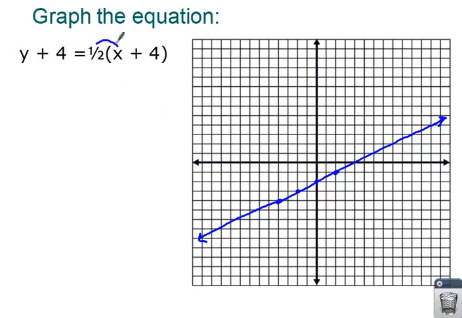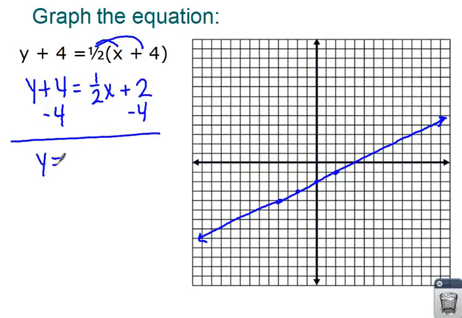But then some of you say, I really don't understand how she pulled those numbers out of that equation. So then we go and we distribute. So we get y plus 4 equals 1/2 x plus 2. And then we subtract 4 from both sides. And we get y equals 1/2 x minus 2. So then your y-intercept is -2.